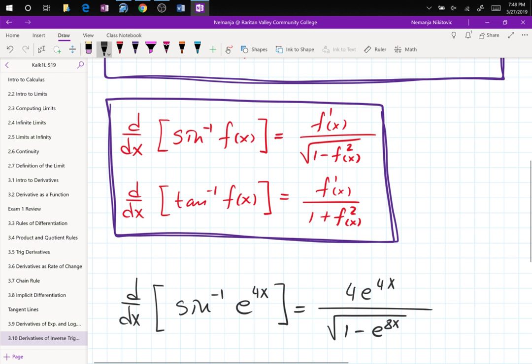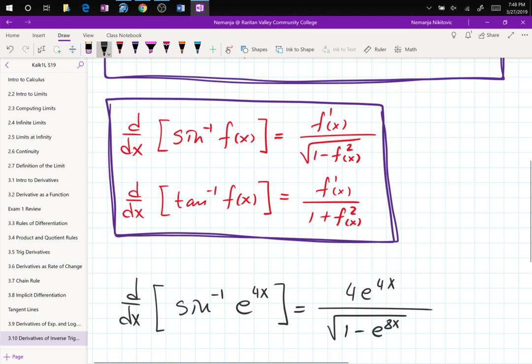Where is mine? Oh. So, sine inverse, f of x, e to the 4x. So f of x is e to the 4x. You can bring it right on the side. So you write that your f of x is e to the 4x.